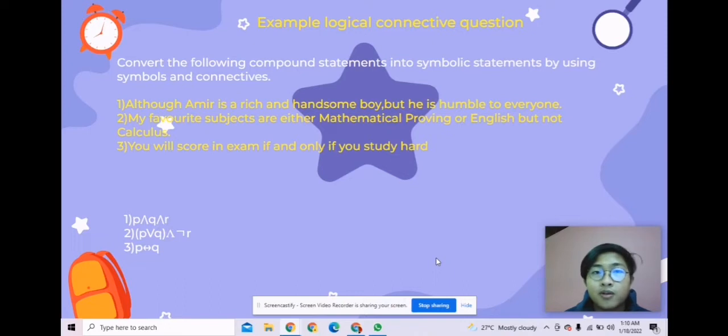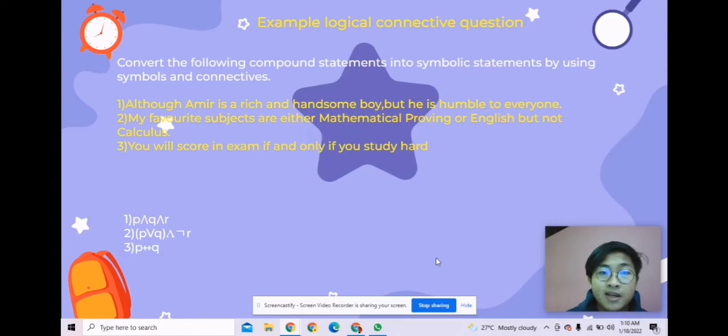Assalamualaikum warahmatullahi wabarakatuh. Let's go to the example logical connective question. Convert the following compound statements into singular statements by using symbols and connectives. Although Amir is a rich boy, so write it as P. Amir is a handsome boy, write it as Q. But he is humble to everyone, so write it as R. So the answer is P and Q and R.